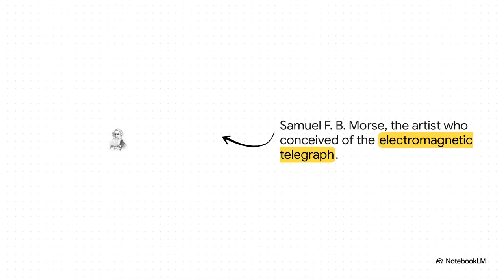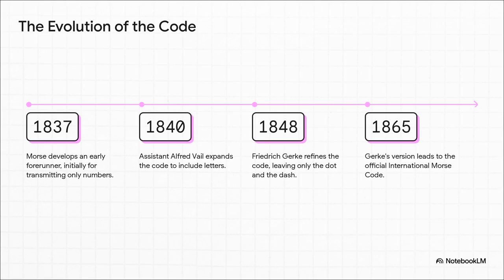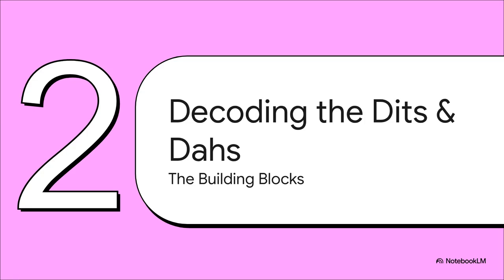See, before you could even dream of sending a voice, you first had to invent a language that electricity itself could speak. The code we use today didn't just appear out of thin air. Morse's first attempt back in 1837 was kind of clunky. It could only send numbers. Then his assistant, a guy named Alfred Vail, came along and expanded it to include letters. But the real game changer was in 1848 when Friedrich Gerke streamlined the whole thing down to its beautiful, simple essence. Just two things, the dot and the dash. And by 1865, that's what became the International Morse Code. So that's the origin story.